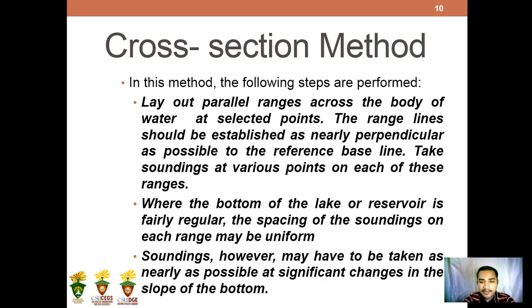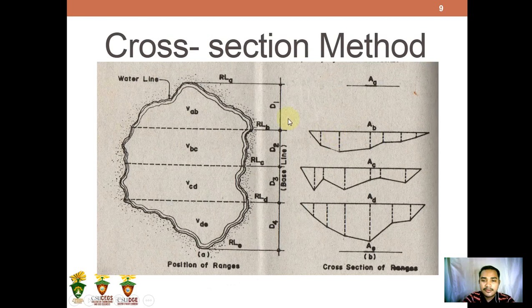In this method, the following steps are performed. These are the series of steps that we are going to use on how to do the cross-section method. First, lay out parallel ranges across the body of water at the selected points. For example, this is the series of range lines: range line B, range line C, and range line D. Range line A is the point of starting, or the reference, or the right water edge and left water edge, or the upper edge and lower edge.